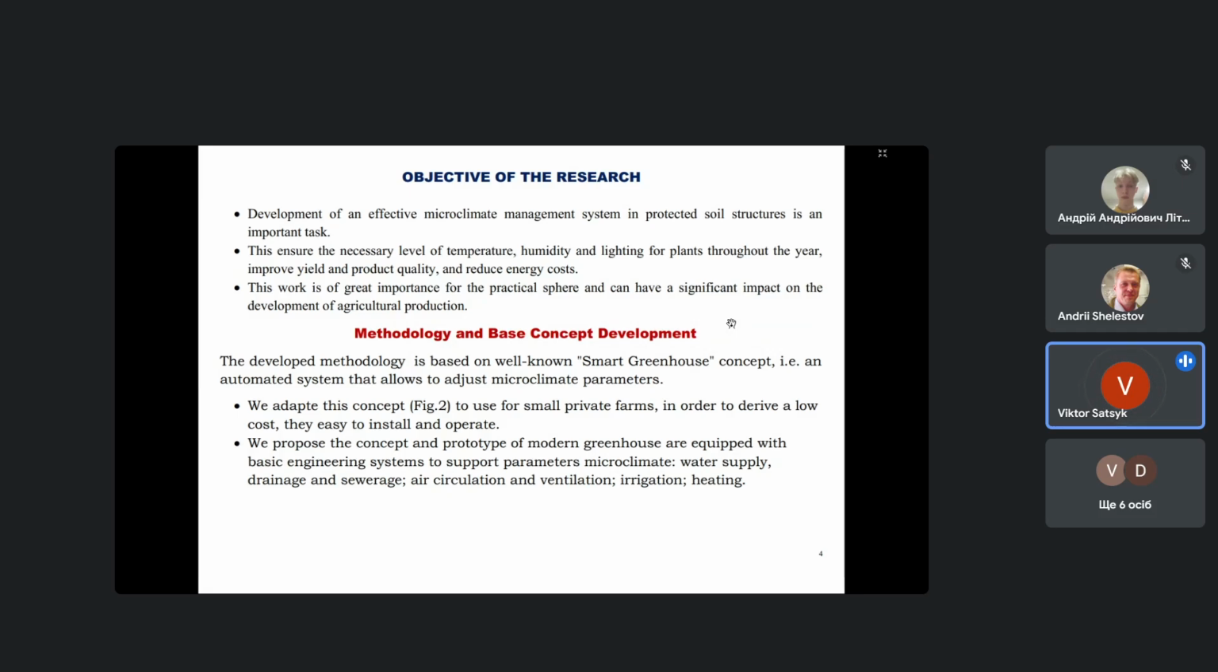Methodology of base concept development. The development methodology is based on the well-known smart greenhouse concept and an automated system that allows adjusting microclimate parameters. We adapt this concept, figure 2, for use in small private farms in order to derive a low-cost system that is easy to install and operate. We propose a concept and prototype of a modern greenhouse equipped with basic engineering systems to support microclimate parameters, water supply, drainage and sewerage, air circulation and ventilation, irrigation and heating.